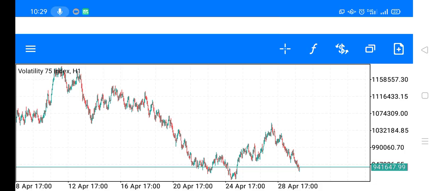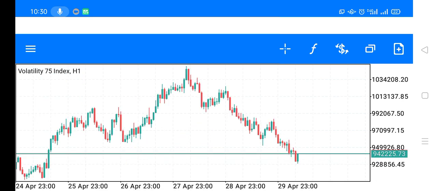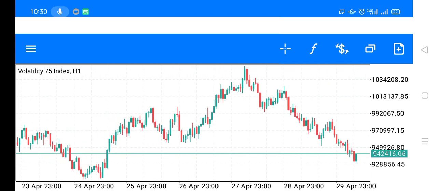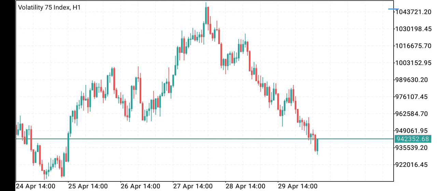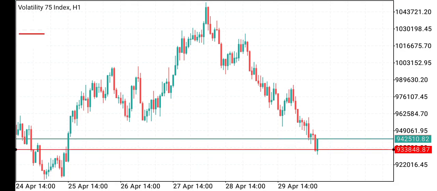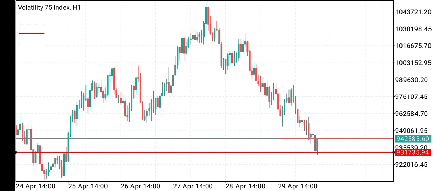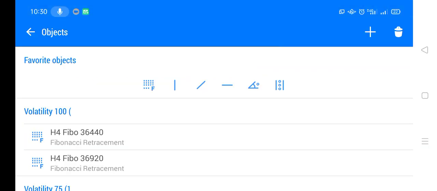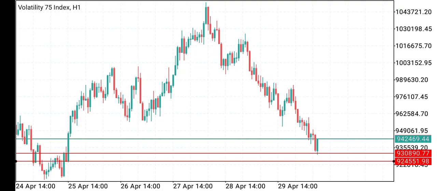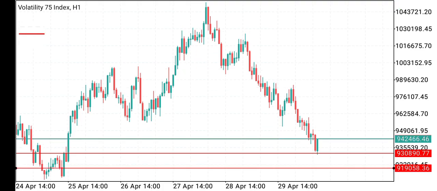Hello guys, so I'm going to be doing a small analysis on VIX 75, volatility index 75. I'm just going to be giving you today's direction. So we're just going to start with a simple support and resistance. For me, this is a possible turning area, and those who see the video early, there's still time for you to catch this move.